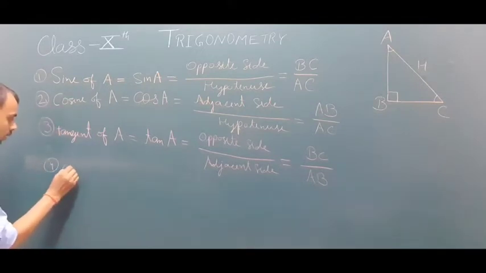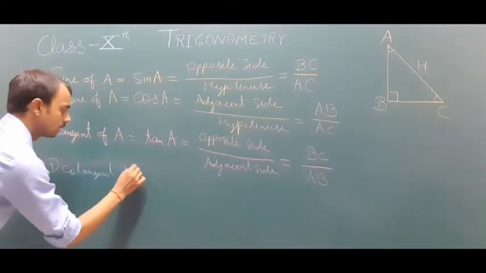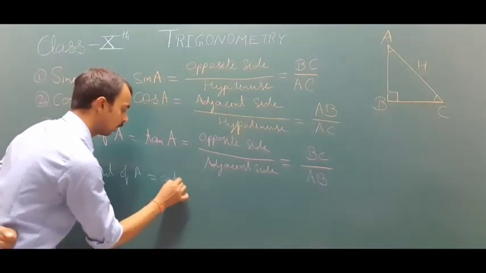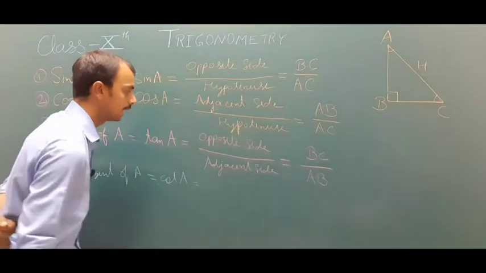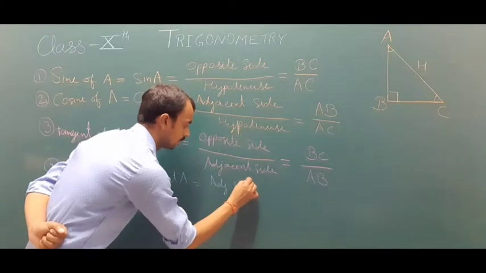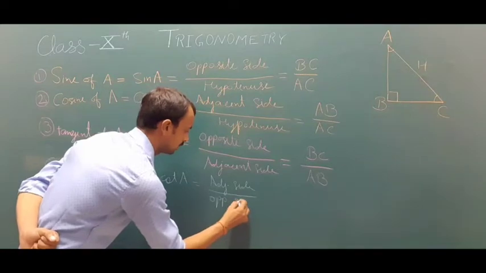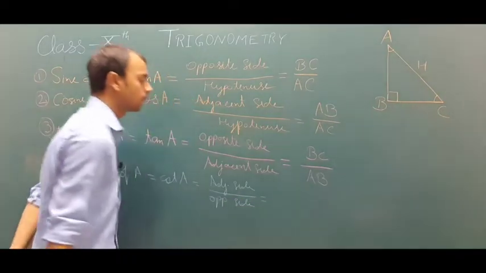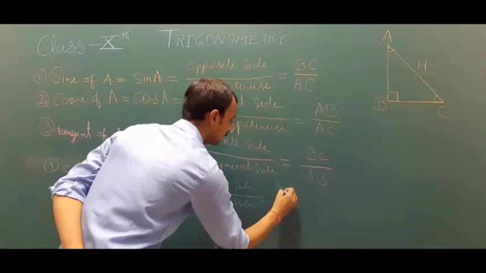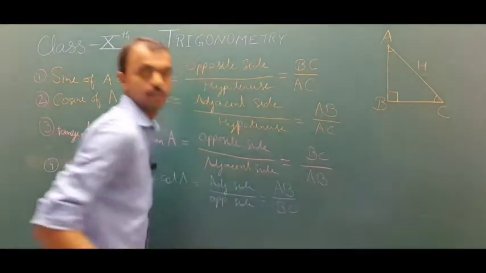The fourth one is cotangent of A. Cotangent of A can be written as cot A, and cot A is adjacent side upon opposite side. Now what is the adjacent side of angle A? That is AB. And what is the opposite side? That is BC.